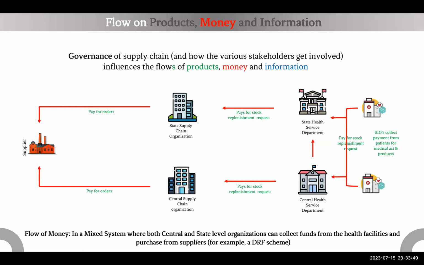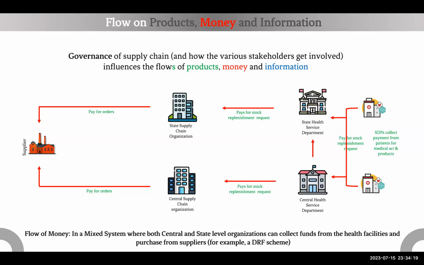As you see on this slide, this is an example of a DRF scheme in a mixed system. It is neither centralized nor decentralized, and both players are active. There are certain areas, programs, or supply chains which the central system is managing, while there are certain programs, products, or areas which the state is managing.